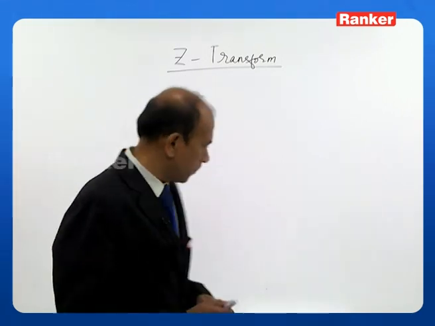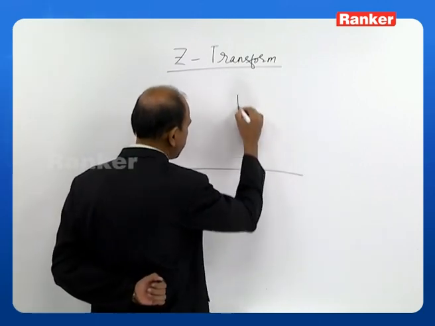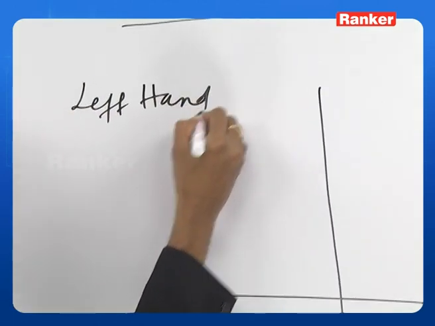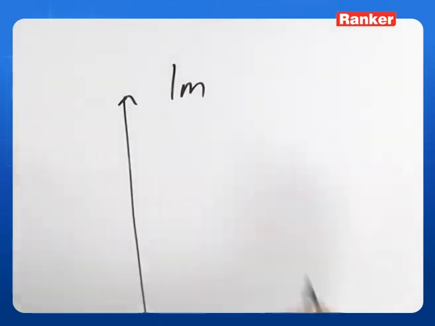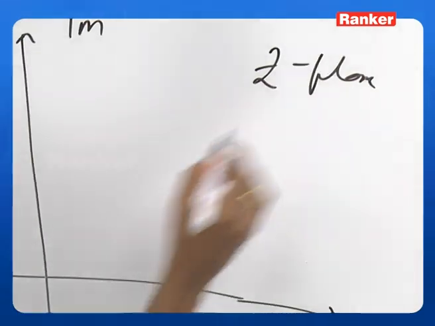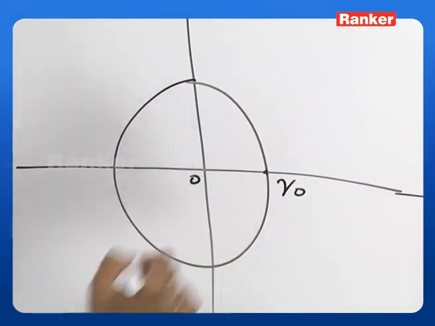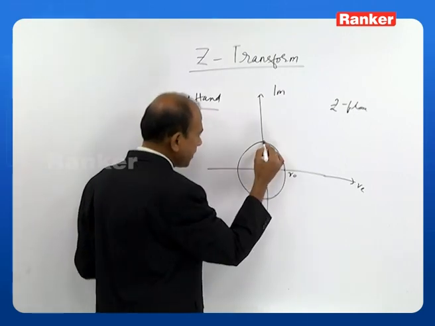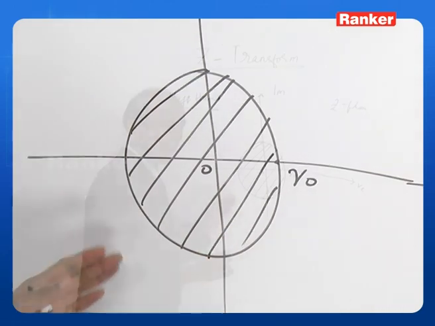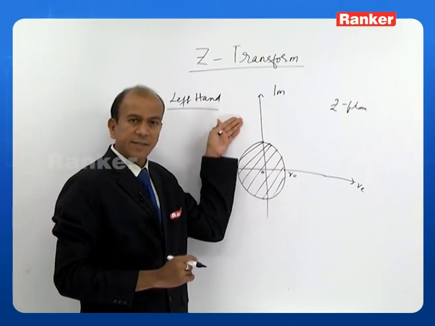Let us see this. Again, let us see how it exists for a left handed sequence. This is my imaginary plane, this is my real plane, this is my z plane. Let us draw a circle. This is R naught and this is 0. Now, in this case the ROC is completely this. So, this is the region of convergence for such a left handed sequence.